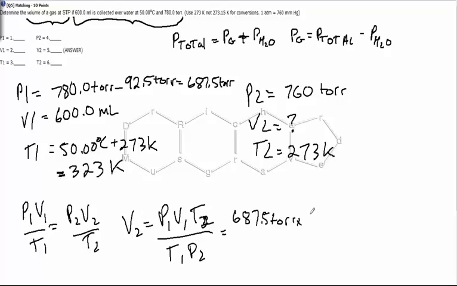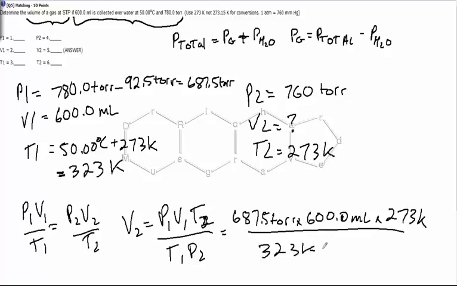We've got the volume 1, which is 600.0 mL. We've got temperature 2, which is 273 K. We've got temperature 1, which is 323 K. And we've got pressure 2, which is 760 torr. So that's going to give us our answer, which comes out to be 459 milliliters, and that's got 3 significant figures because this one has 3 significant figures. I also want you to see how all the units cancel for this one as well.